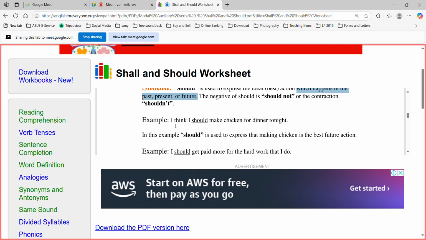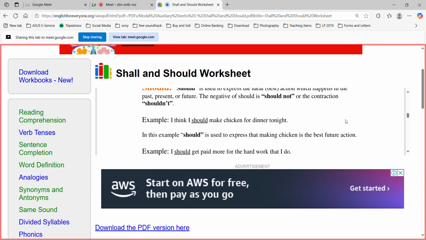So example here, I think I should make chicken for dinner tonight. In this example, should is used to express that making chicken is the best future action. What does it mean here? We use should for the best thing. He or she decided to make or to cook chicken for dinner.